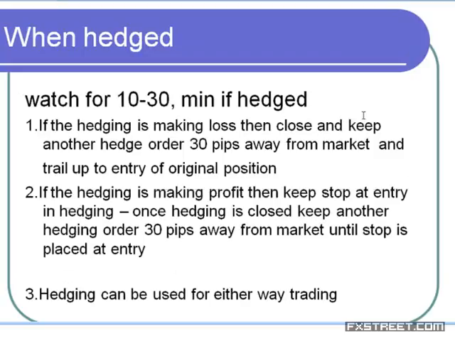So if your position is hedged, then we can watch for 30 minutes. And if the position is making a loss, we simply close the hedging order with a minimal loss of 1 or 2 or 5 pips and keep another hedging order 30 pips away from the market and start trailing it to that of the original hedged level, so that we don't block more money in the event they go against us.